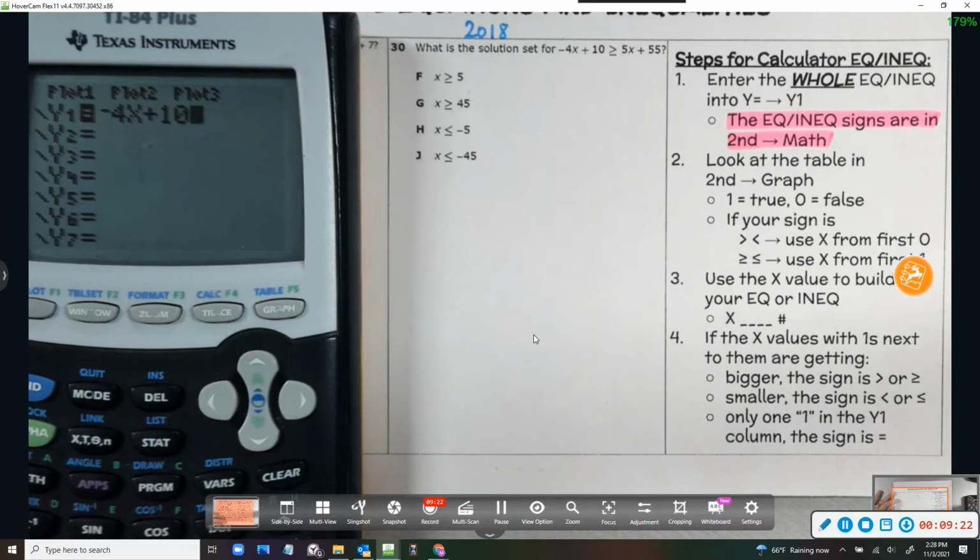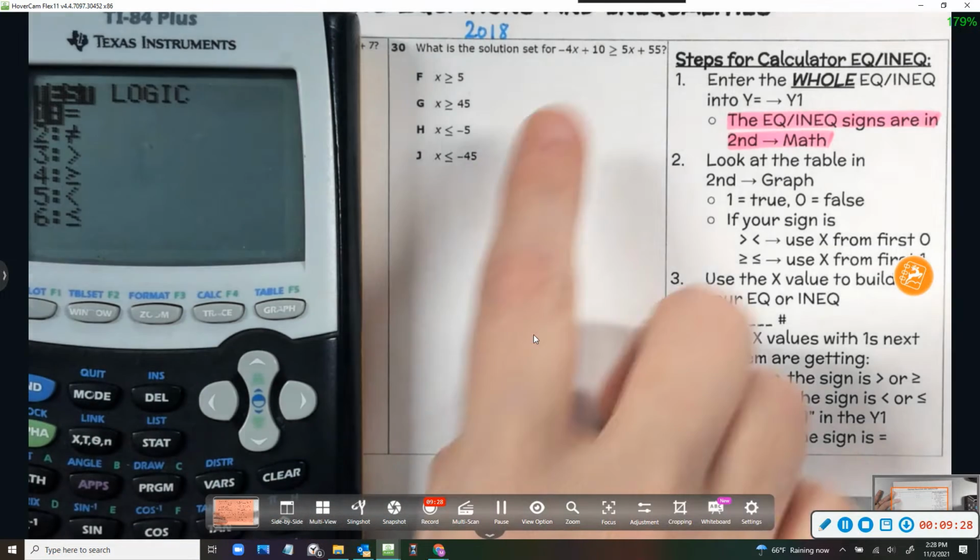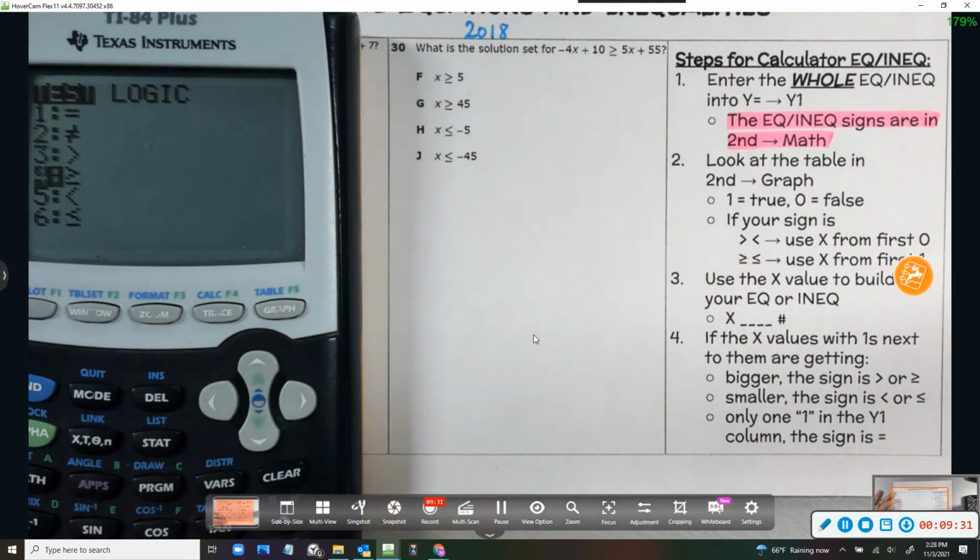If you see syntax error, that means you put a minus instead of a negative. Now I'm going to go second math, and this time my inequality sign is greater than or equal to, so I'm just going to pick that one and hit enter. Puts it in there for me.